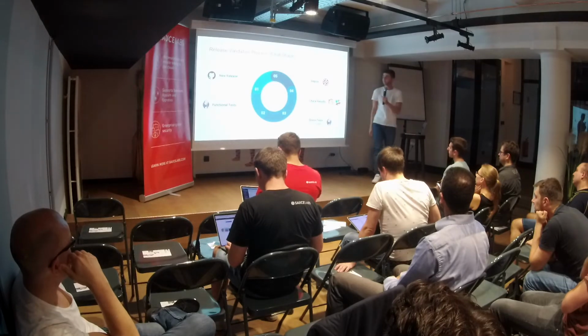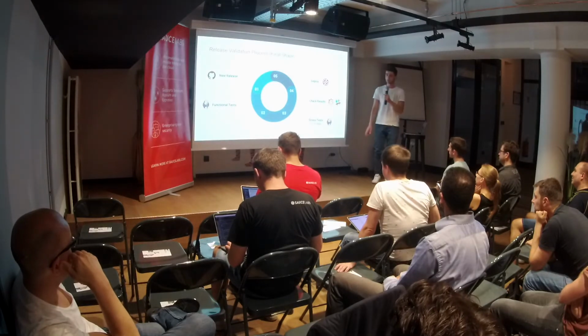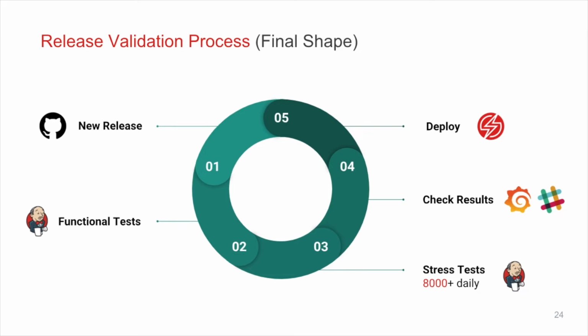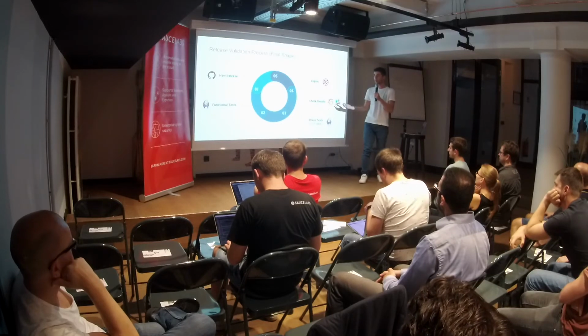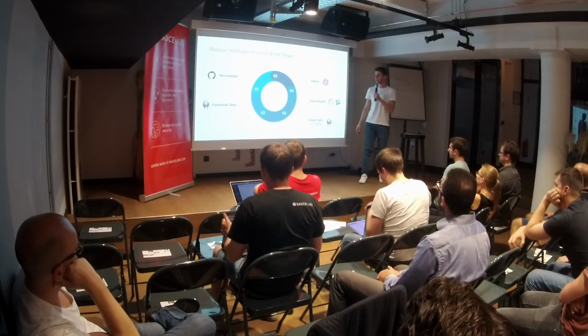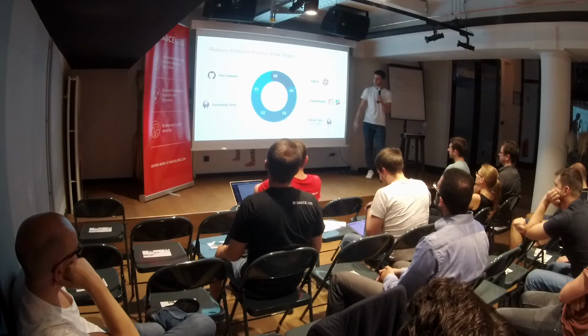And then our release validation process. This is the final shape. When we have something new on GitHub, we try to make a new release, and our auto-deployer will deploy our new release to staging. Our functional tests will run during the night for 2 hours. At this time we said, okay, 2 hours of functional tests is good.